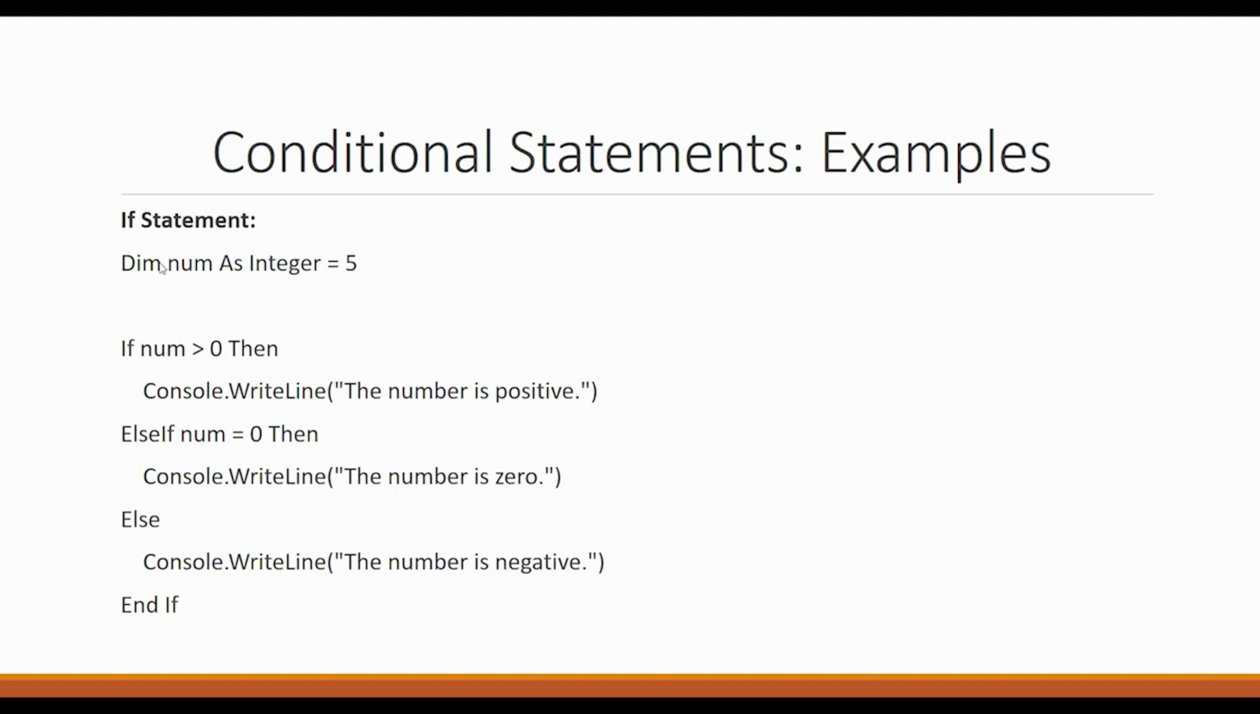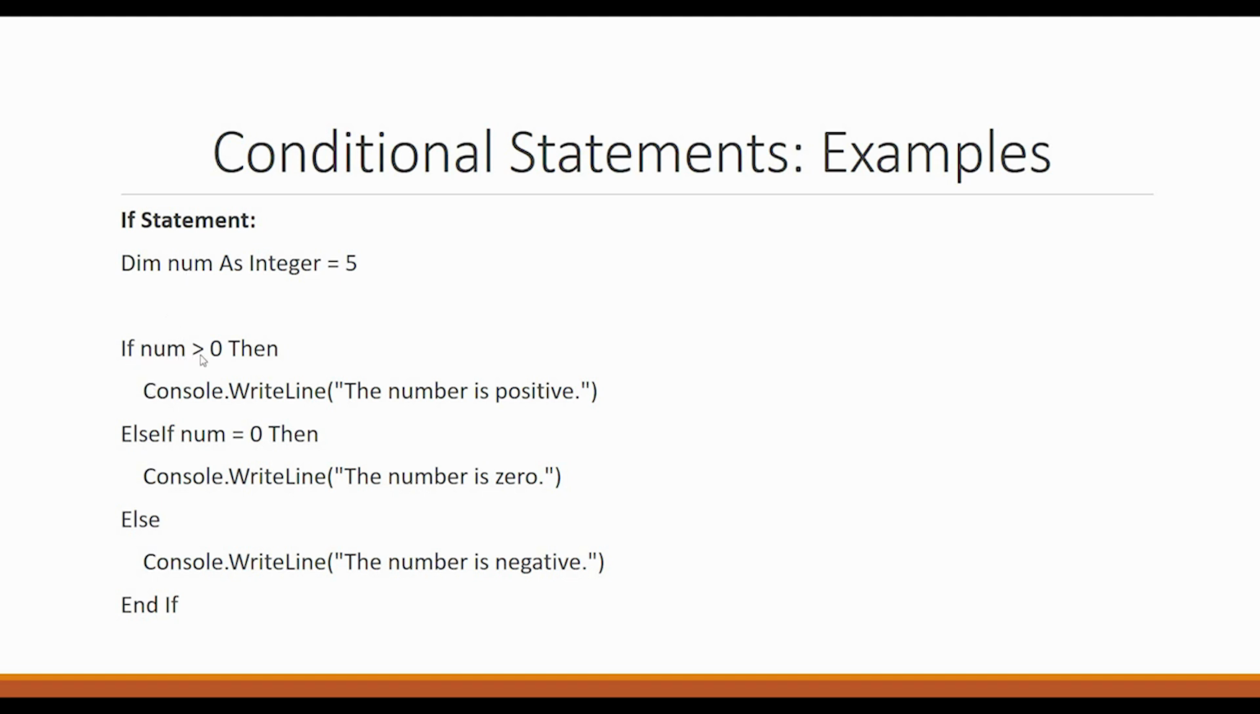For the first one, the if statement. With the if statement, let's say you want to test if this integer is positive or negative. That's what this example is about. If you remember the previous tutorial, we walked through how to declare a variable in VB. So here I'm declaring a variable num as an integer, and I've assigned 5 to that variable num, and I'm testing the num.